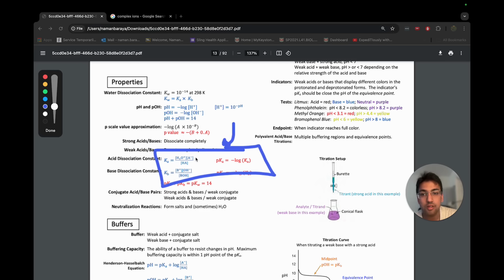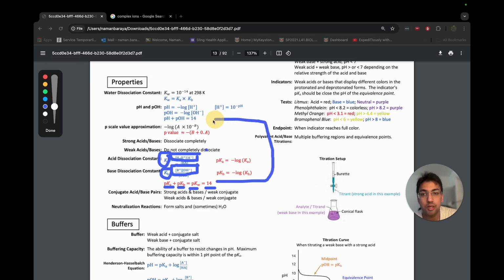So you can imagine if there's so much dissociation, then this numerator will be high and this will be a strong acid. If there's so much dissociation here, there's going to be a very strong base. And then pKa plus pKb equals pKw, which is equal to 14. This is basically the same equation as this right here.